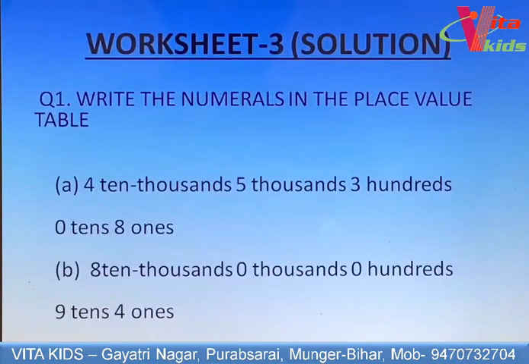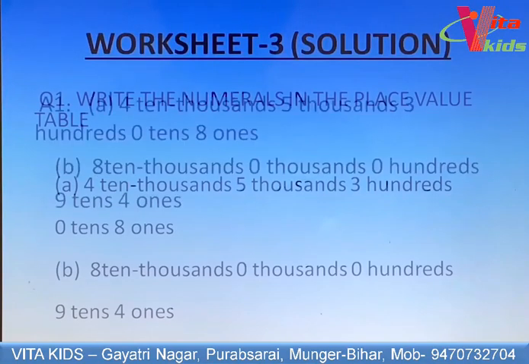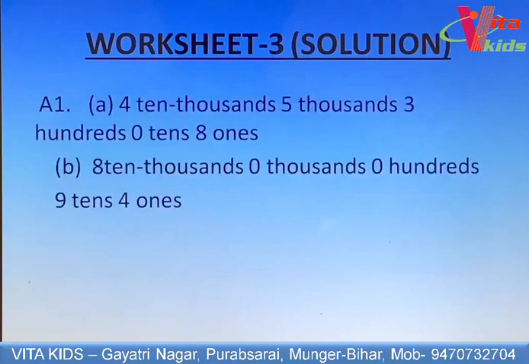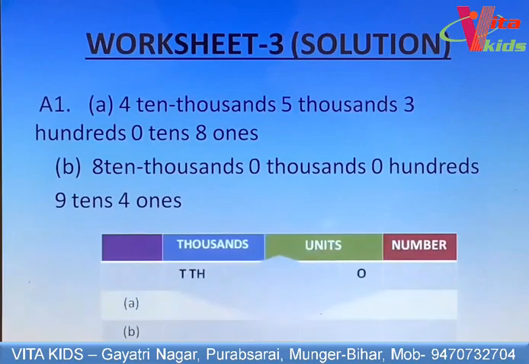Question 1 was, write the numerals in the place value table. The first one, 4 ten-thousands, 5 thousands, 3 hundreds, 0 tens, 8 ones. So let us put the place value table here. The first number here is 4 ten-thousands. So under 10,000 we will write 4. 5 thousands. So under 1000 we will write 5. 3 hundreds. Under hundreds we will write 3. 0 tens. Under tens column we will write 0. 8 ones. Under ones column we will write 8.